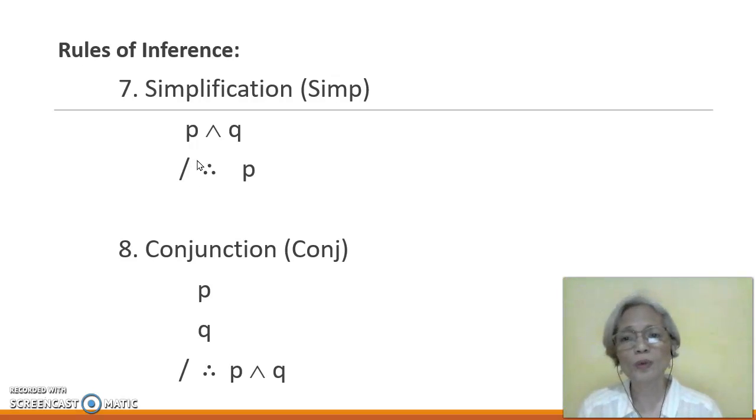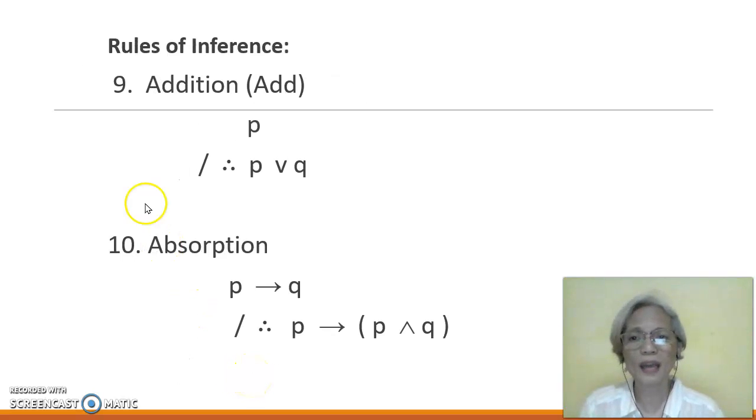Simplification is when we can infer the existence of the first conjunct P, whenever P and Q exist. And in conjunction, there must be the existence of two propositions P, Q, and then we can infer the existence of the conjunction P and Q. The ninth rule is addition, such that if we have the proposition P, we can infer the existence of P or any proposition, say Q. Again, if P exists, we can infer P or Q. Q could be anything. And then the last one is absorption, such that if we have the conditional P implies Q, we can infer the existence of P implies P and Q.